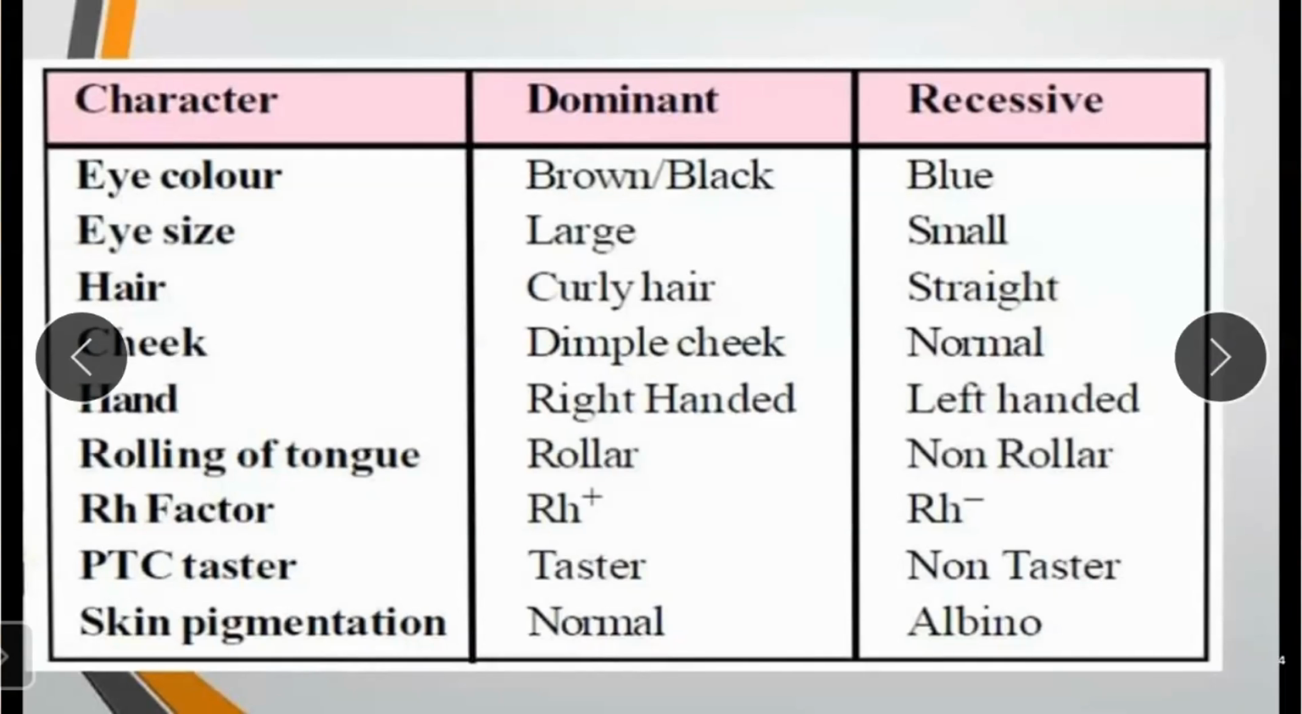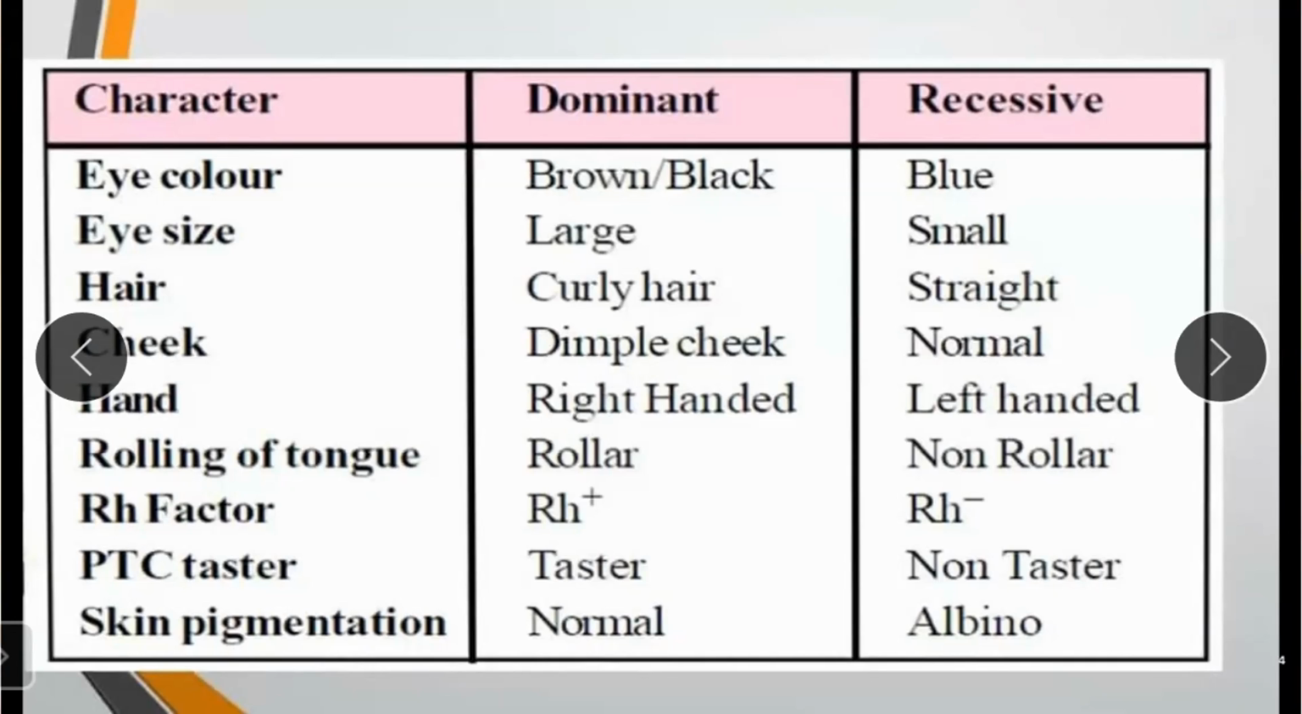So these types of characters, which we see rarely, are recessive, and dominant means the ones we get directly from our parents. Now in the case of the cheek, some people have dimples in their cheek in the dominant type, and in the recessive, most of them are normal.